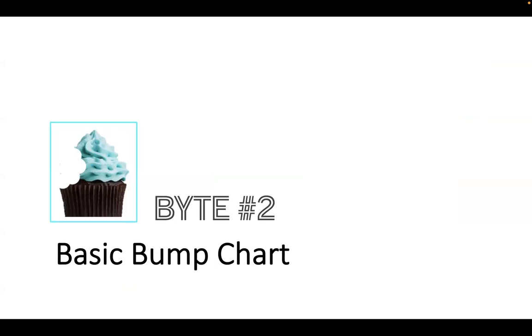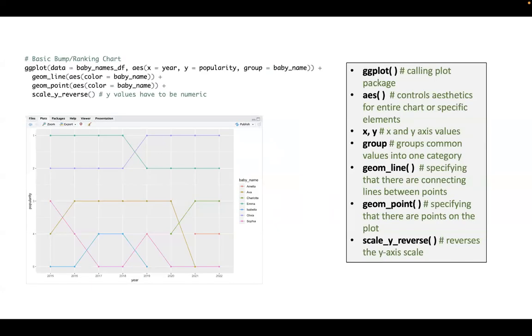In this section, we will go over how to quickly make a basic bump chart. First, let me describe the layout of your screen. At the top is our R code used to produce the plot displayed below. On the right are some new code snippets.